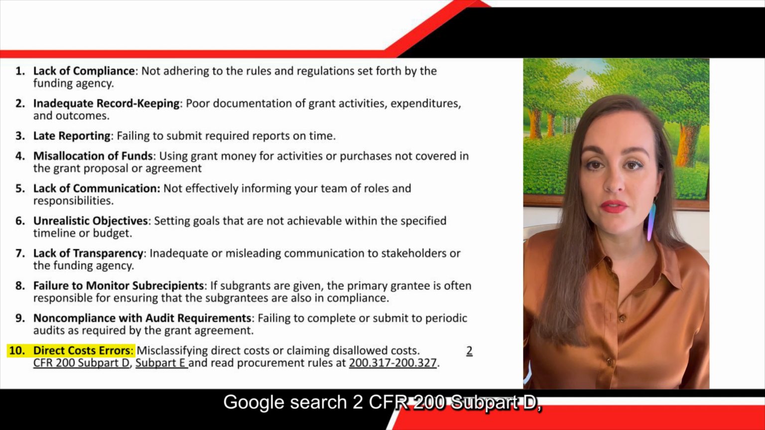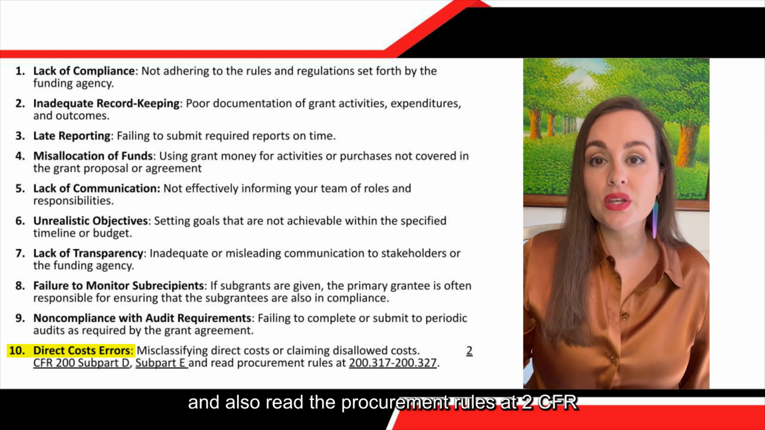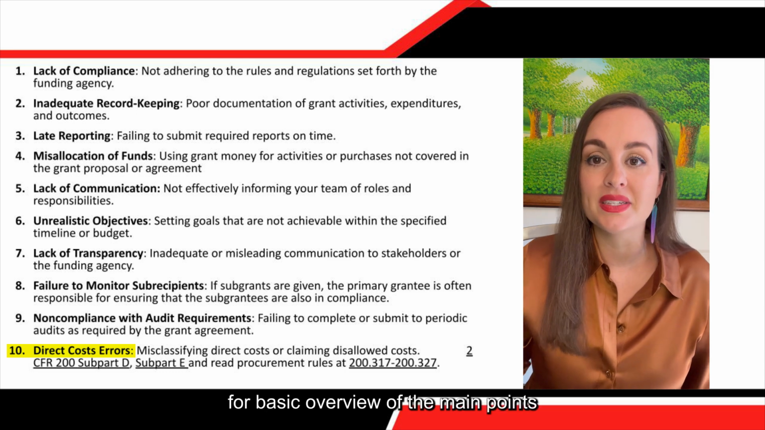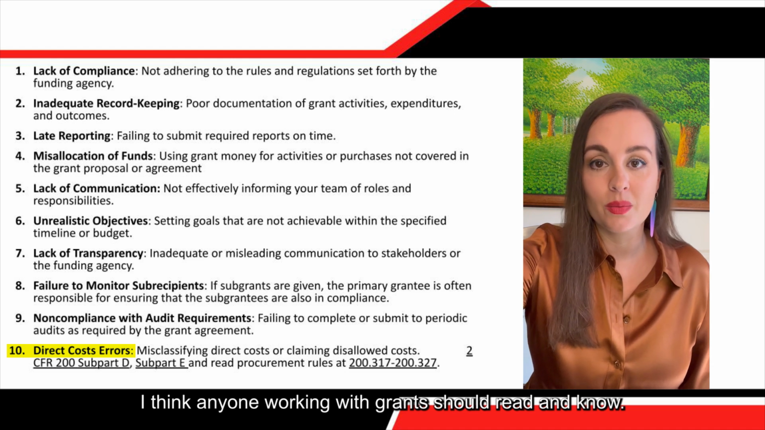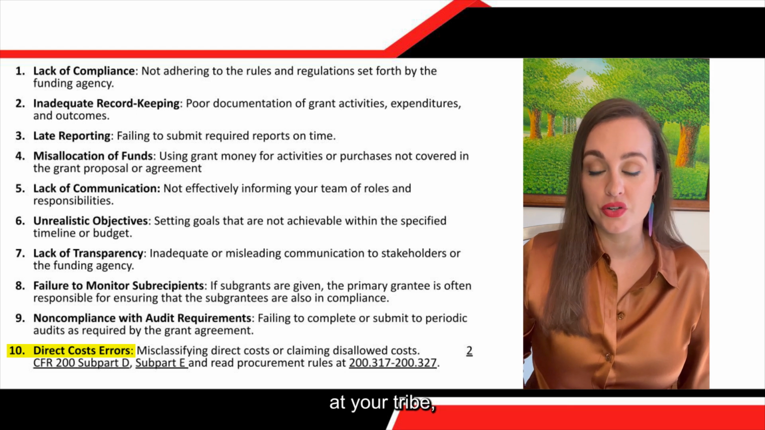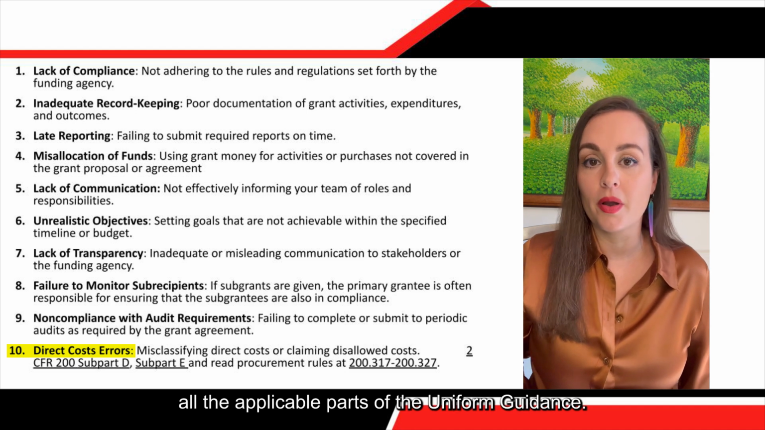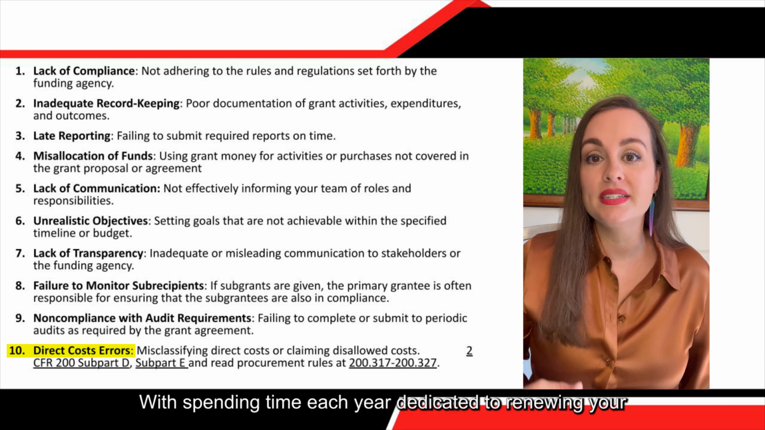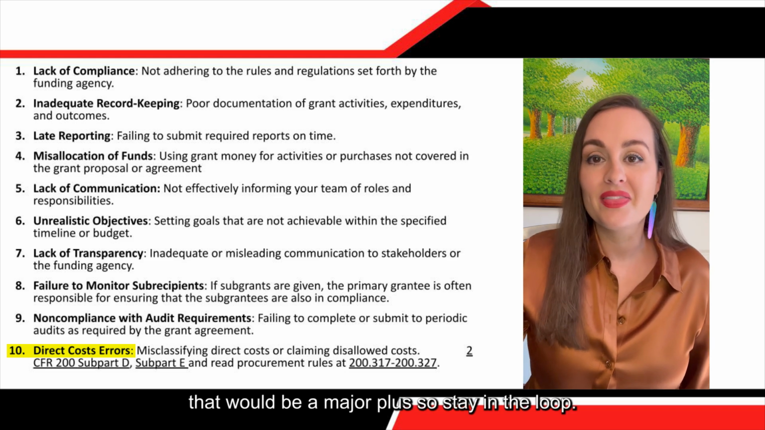Google search 2 CFR 200 subpart D, 2 CFR 200 subpart E, and also read the procurement rules at 2 CFR 200.317 and .327 for a basic overview of the main points I think anyone working with grants should read and know. But if you're serving as a grant professional at your tribe, then please take the time to thoroughly read all the applicable parts of the uniform guidance. Not all parts apply, but spending time each year dedicated to renewing your understanding of this, as well as additional training, that would be a major plus.